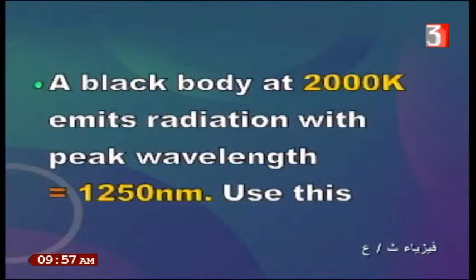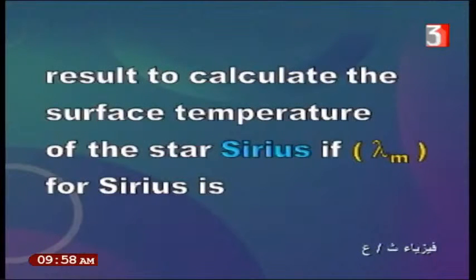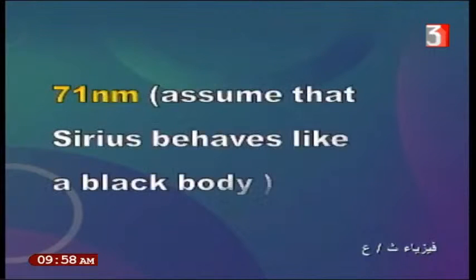Now we've got a problem. Let's try to solve a problem on black bodies. A black body at 2000 Kelvin emits radiation with peak wavelength 1250 nanometer. Use this result to calculate the surface temperature of the star Sirius if lambda maximum for it is 71 nanometer, assuming that Sirius behaves like a black body.